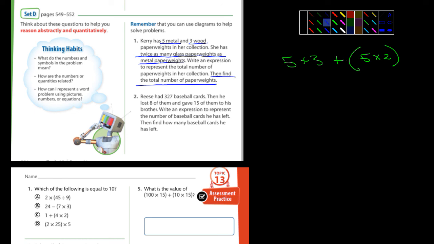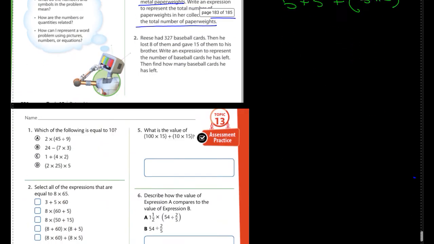Write an expression to represent the total number of paperweights in her collection. Okay, so there's the expression. Then find the total number of paperweights. Okay. So, yeah, I think you guys should be able to do that. Yeah, move on. Looking to see if there's anything that's really difficult here.